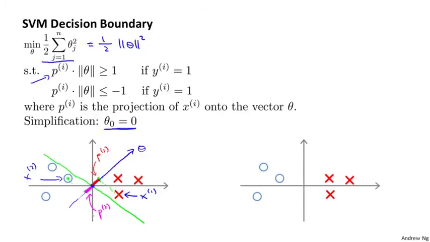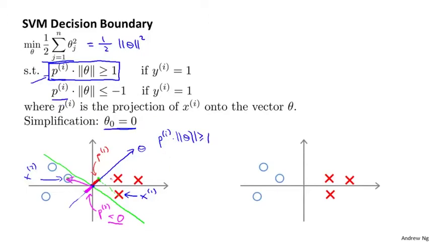P2 will actually be a negative number, right? Because it's in the opposite direction. This vector has greater than 90-degree angle with my parameter vector theta, so it's going to be less than 0. And so what we're finding is that these terms pi are going to be pretty small numbers. And so if we look at the optimization objective, for positive examples, we need pi times the norm of theta to be bigger than or equal to 1.